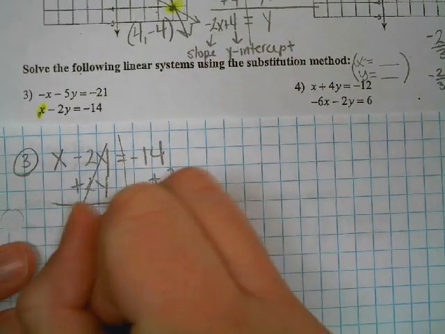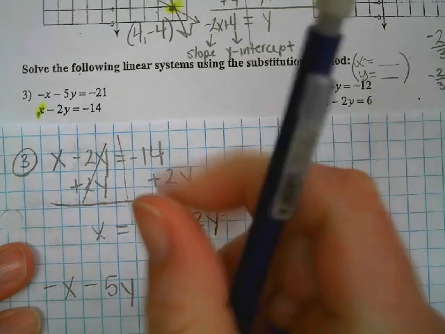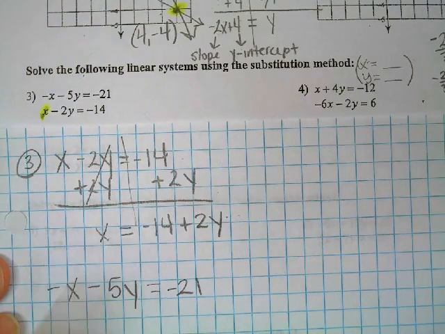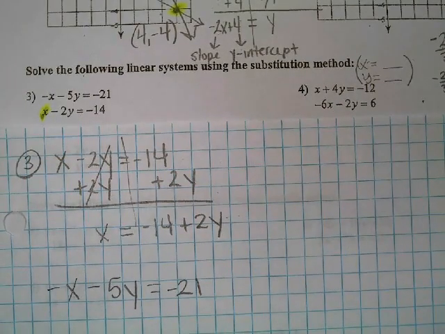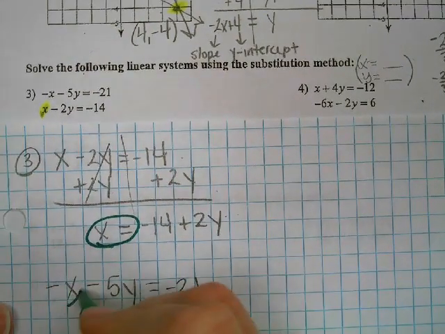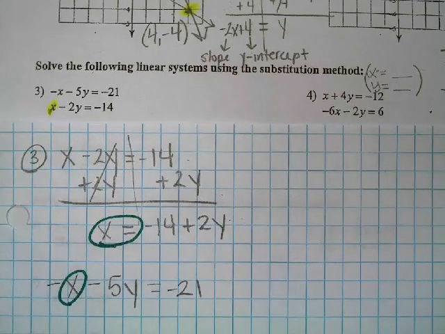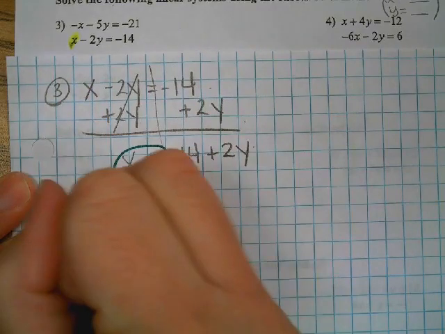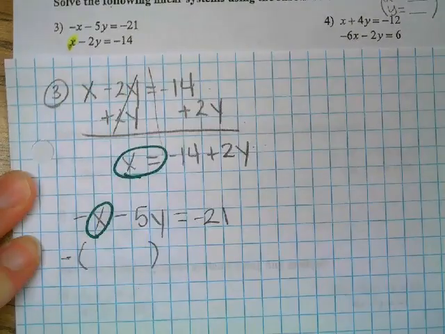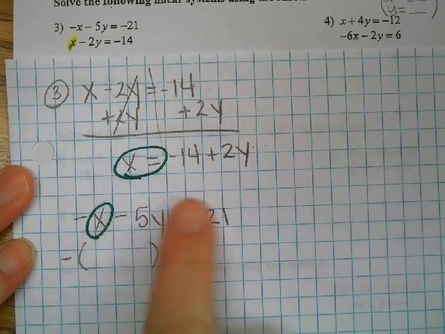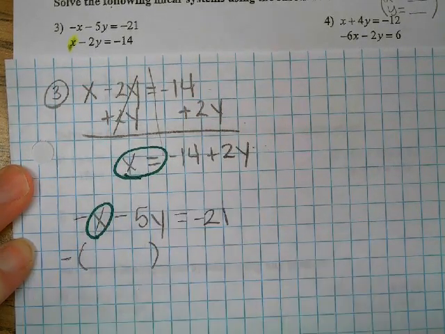So since I did not use the first equation, I'm going to write that next. So negative x minus 5y equals negative 21. And since I know what x equals, I'm going to be substituting in for x. So if I substitute in for x, the negative sign still stays there. But instead of x, I'm going to write negative 14 plus 2y.